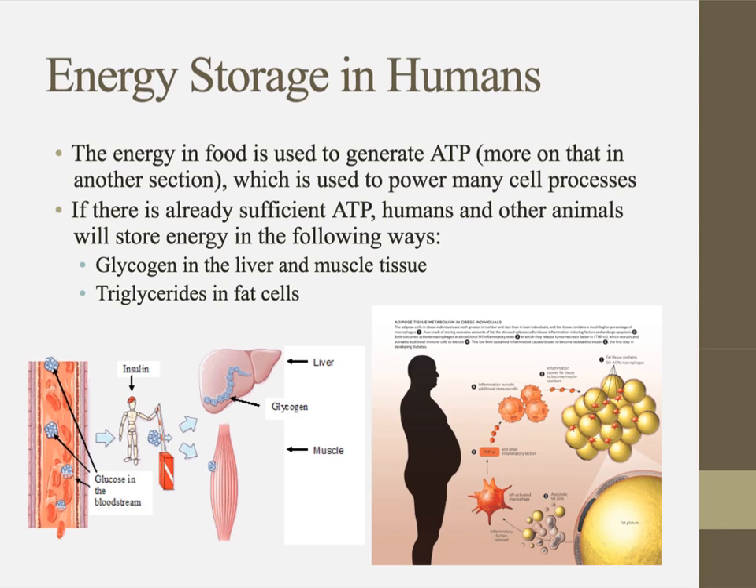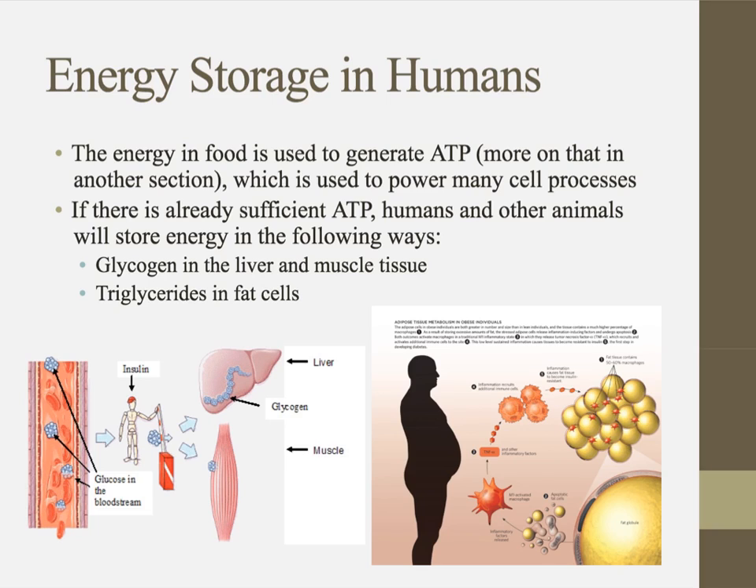The food you eat doesn't have ATP, okay? It has things like glucose and other stuff, okay? The energy in that food is used to generate ATP, just like your dollars are used to get car wash tokens, okay? Now, if your body already has a sufficient amount of ATP, your body's not stupid. It's going to store that energy, okay? How is it going to store that energy? Well, it's going to do one of two things. It's going to turn that extra glucose energy into glycogen, or it's going to turn it into triglycerides.